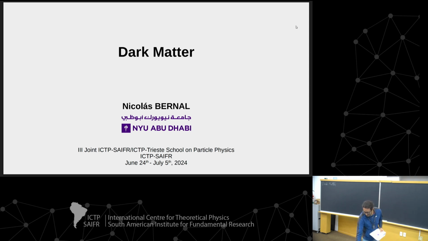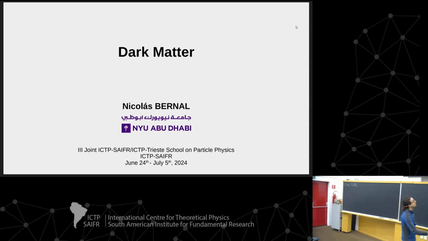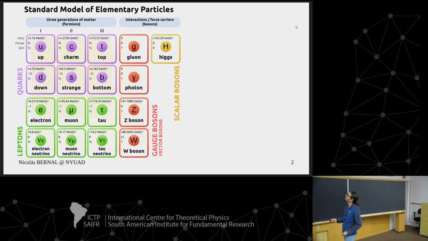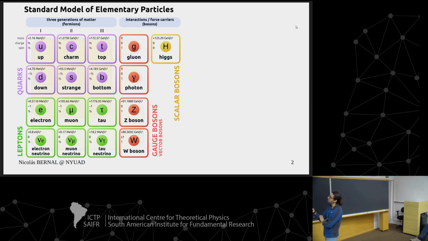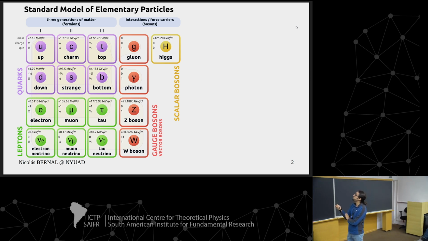Okay, so I'll be talking this week about dark matter. Let me first ask: what are the building blocks of the universe? This was discussed last week by Christophe. I think he extensively presented the standard model, so all the elementary particles. We have the quarks, leptons, charged leptons and neutrinos, the force carriers, gluon, photon, Z and the W, and the Higgs. So it was discussed last week.